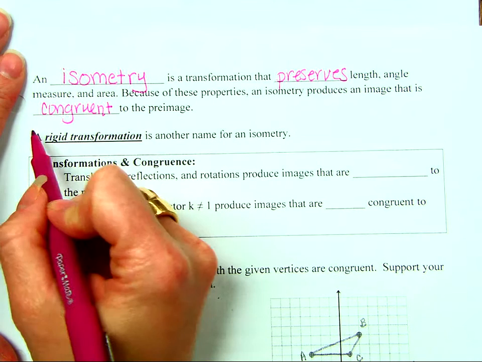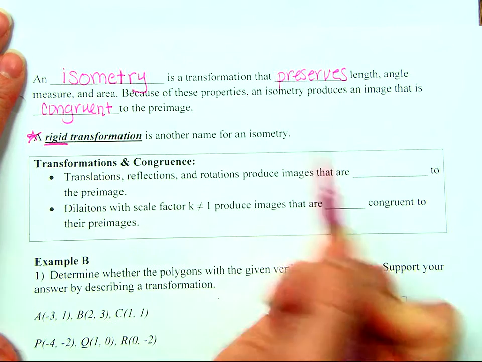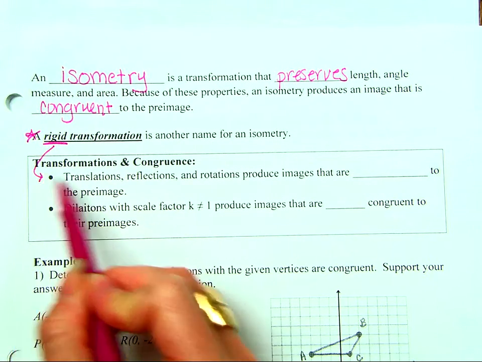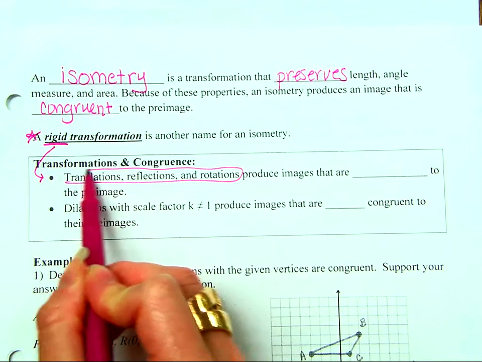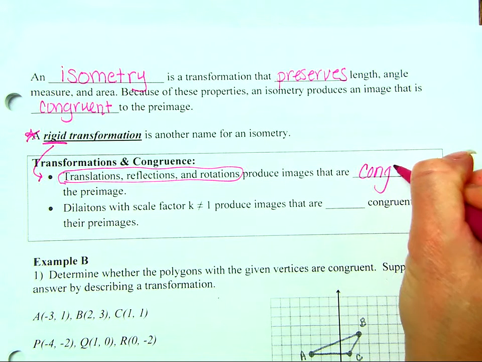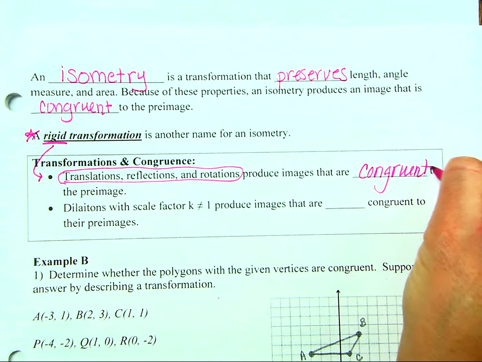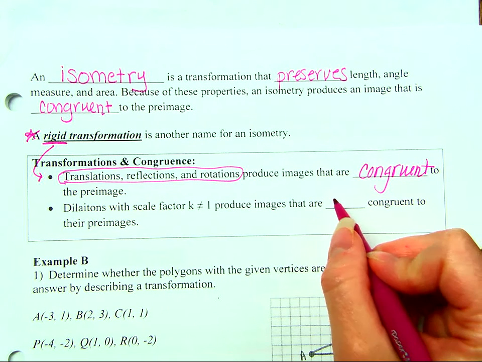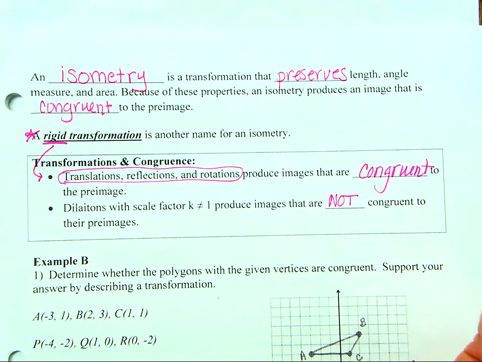Another name for that is a rigid transformation. And like I said, our rigid transformations are going to be those 3 right there. They produce images that are congruent. On the other hand, a dilation with a scale factor of not equal to 1 produces images that are not congruent to their pre-image. And so a dilation is not going to be considered an isometry or a rigid transformation.